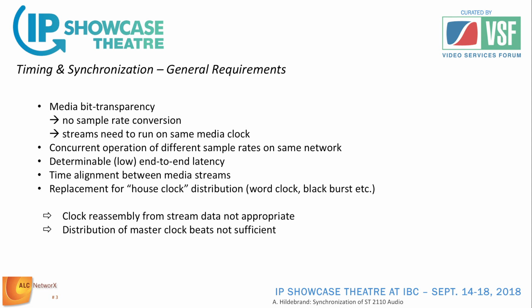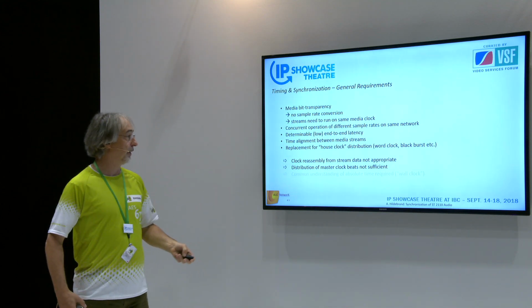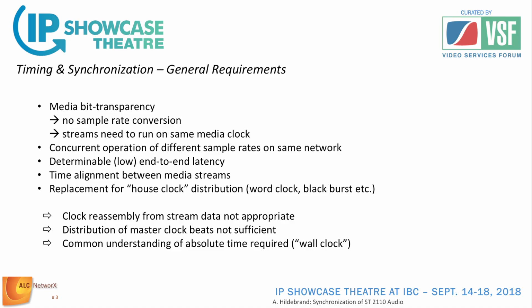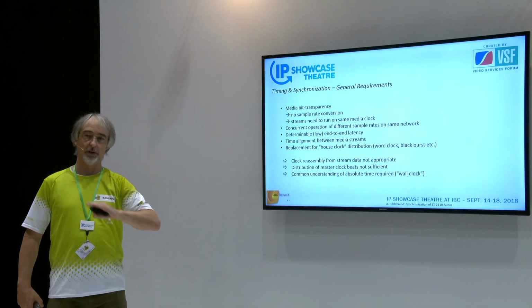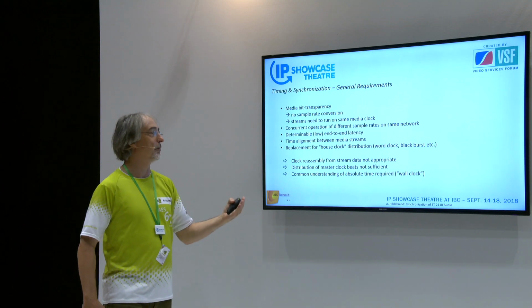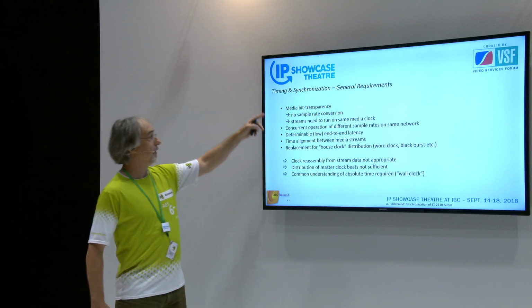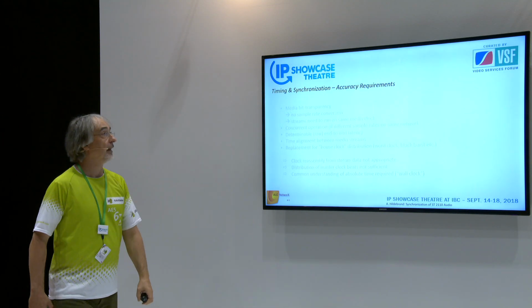Also, the distribution of master clock beats on the network with whatever scheme is not sufficient, because we need time. If we want to align streams, we have to have time on the network. And from all of that follows that we need a common understanding of absolute time in each and any participating device. So we need to have some instance who is distributing wall clock time, and this wall clock time needs to be present in every participating device. Only then can these requirements be fulfilled.